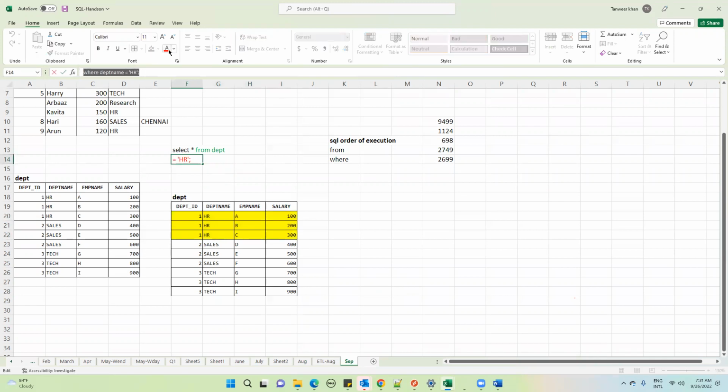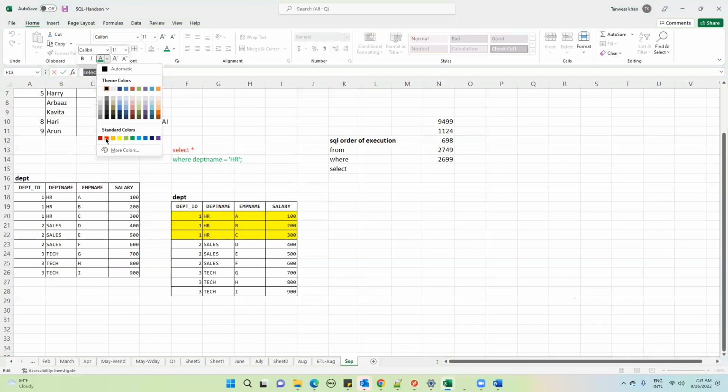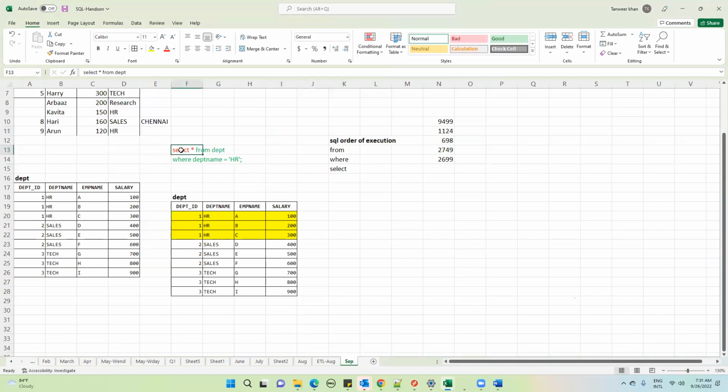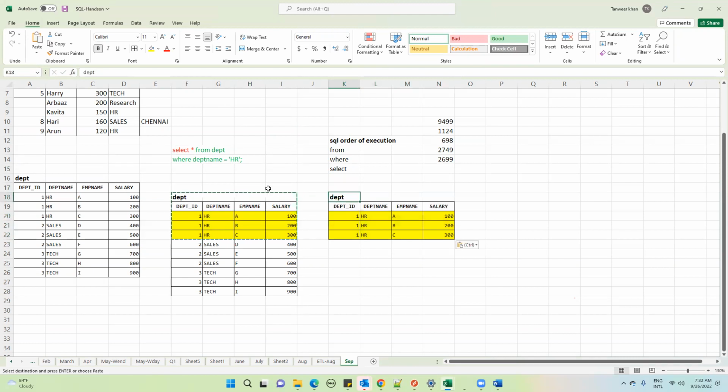So WHERE is also done. Let me mark it with a green color. This task is also over. Now, which one is left out? SELECT. Then at the last, this SELECT will be executed. When the SQL engine comes to the SELECT, it will understand that the user wants something from me. Then you have mentioned a star here. So after WHERE, this is your set of data after the filter condition, and this is the final set of data.